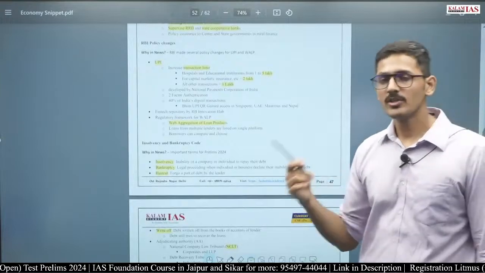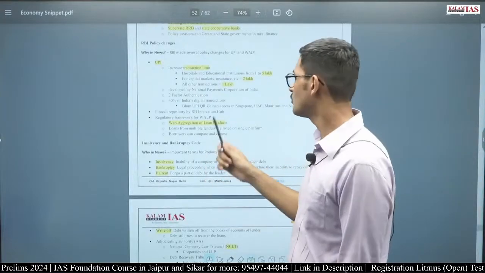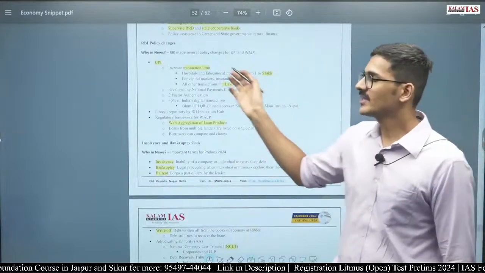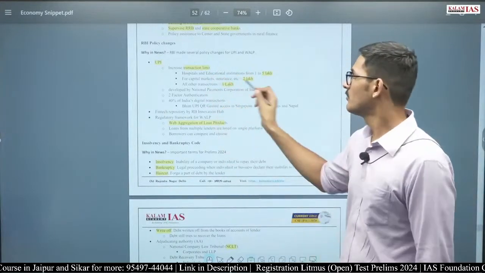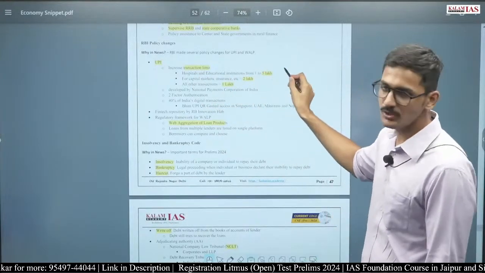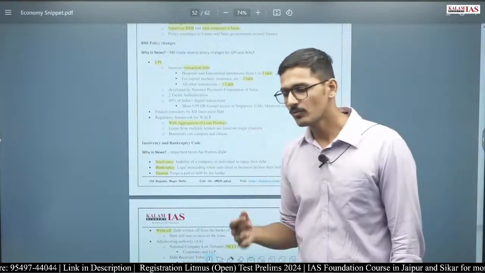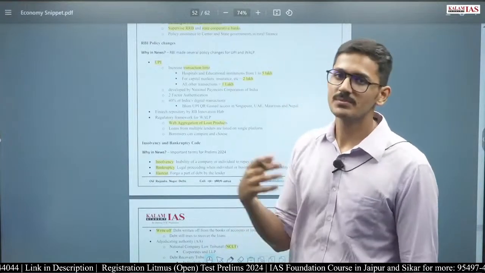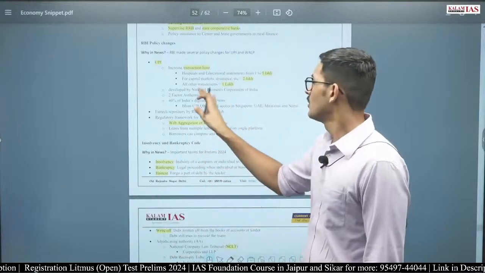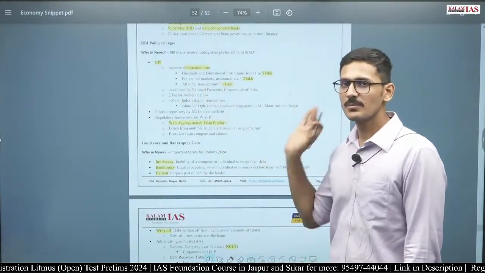RBI has made certain policy changes in UPI as well as WELP, the regulatory framework for WELP. In UPI, they have increased the transaction limit. For example, for hospitals and educational institutions, the transaction limit has been increased from 1 lakh to 5 lakh rupees. So now, if you want to pay through UPI for educational purposes or in a hospital, you can pay up to 5 lakh rupees. For capital markets, insurance, etc., you can pay up to 2 lakh rupees.